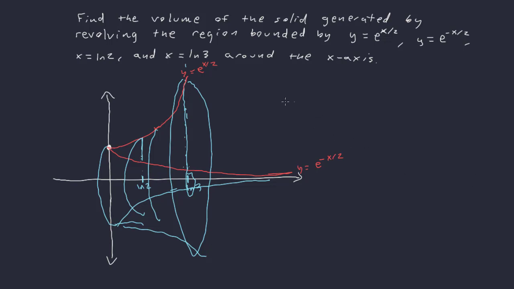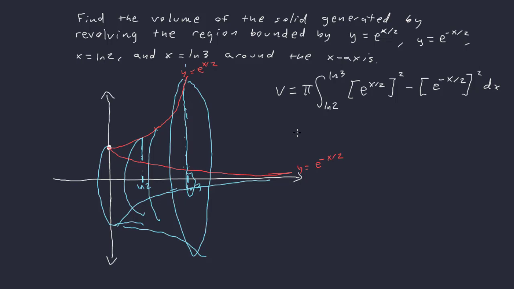I can still find the volume, because the volume is just going to be pi times the integral, lower limit of x, ln 2, upper limit of x, ln 3. Then it's going to be the top squared. The top is y equals e to the x over 2, so it'll be e to the x over 2 squared. Then minus our bottom. The bottom curve is e to the negative x over 2, and we'll square that too.